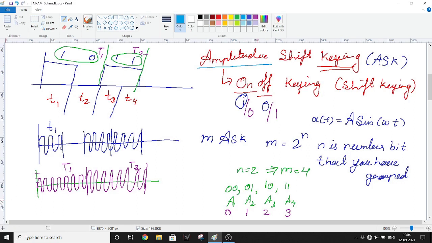Because each given signal is represented by three fundamental characteristics, that is amplitude, frequency, and phase. So I can have amplitude shift keying, frequency shift keying, and phase shift keying. So now we will look into phase shift keying. Before that, we will look at what a phasor plot or phasor diagram of a given signal is.